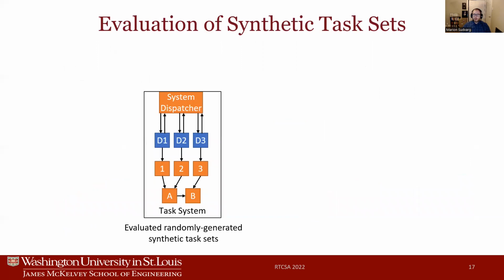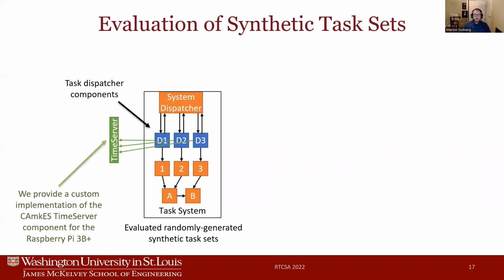We also evaluated our framework using randomly generated synthetic task sets according to the component configuration illustrated here. Each task set consists of 3 tasks, which are dispatched periodically by dispatcher components. These dispatcher components register periodic timers with a time server. So for this, we designed a custom implementation of the CAmkES time server for the Raspberry Pi 3B+. We provide code for this with our implementation.